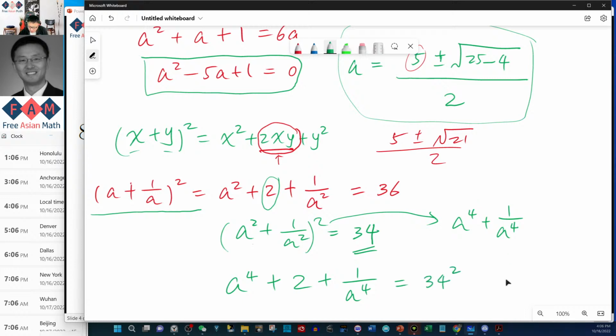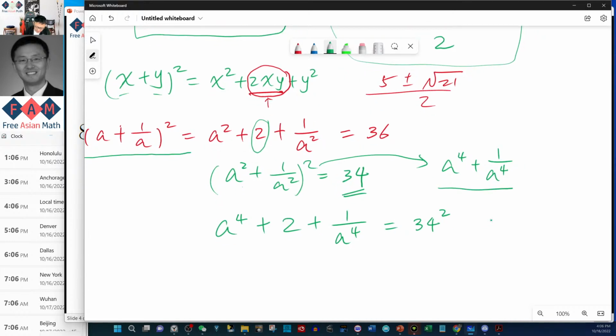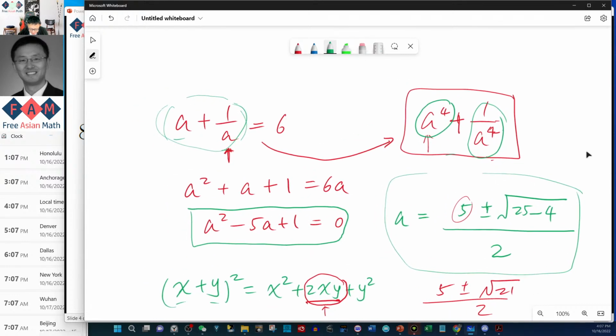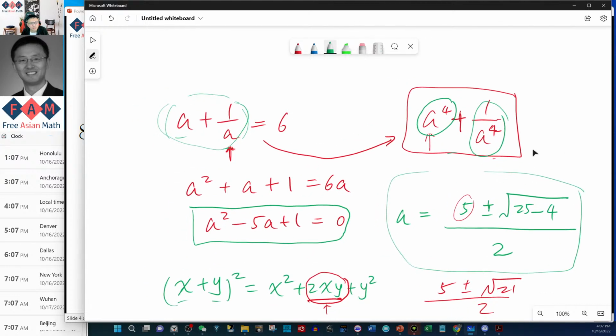Okay, so now you can see that what we want is already almost there, except that you need to subtract 2 from 34 squared. And of course, the rest is history because you have to compute what 34 squared is, which is not horribly difficult. Okay, but the real trick is that when you have this type of problem, you don't need to go the hard way. You don't have to compute a. Instead, you can take advantage of the inherent structure within the problem.